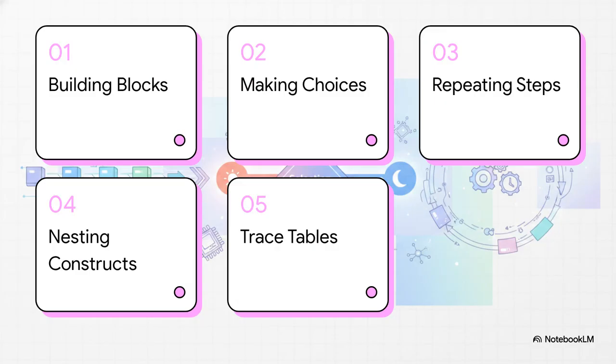Here is our roadmap for today. We're going to cover: 1. The 3 building blocks. 2. Making choices with selection. 3. Repeating steps with iteration. 4. Combining and nesting constructs. And finally, 5. Testing code with trace tables.